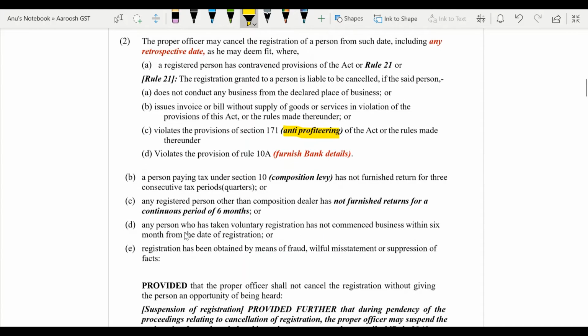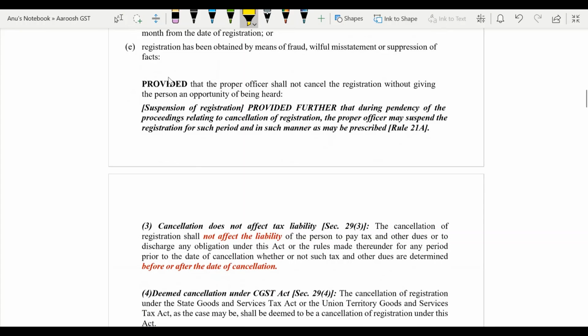D, any person who has taken voluntary registration has not commenced business within 6 months from the date of registration. If I have taken a voluntary registration and have not commenced my business for a period of 6 months, my registration can be cancelled. E, registration has been obtained by means of fraud, willful misstatement or suppression of facts. Provided that the proper officer shall not cancel the registration without giving the person an opportunity of being heard. Provided further that during pendency of the proceedings related to the cancellation of registration, the proper officer may suspend the registration for such period and in such manner as may be prescribed.